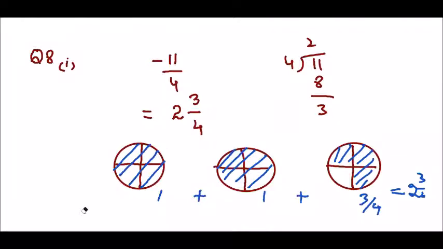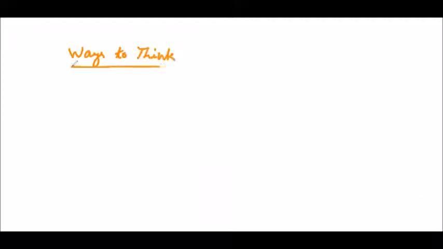We can draw this number line in 2 ways. Yesterday I have taught you, but today I am going to repeat again for those who could not attend the class, or some students might have not understood. So we can do it in 2 ways. Number 1, number 2. There are 2 ways to think. Number 1, count small parts.